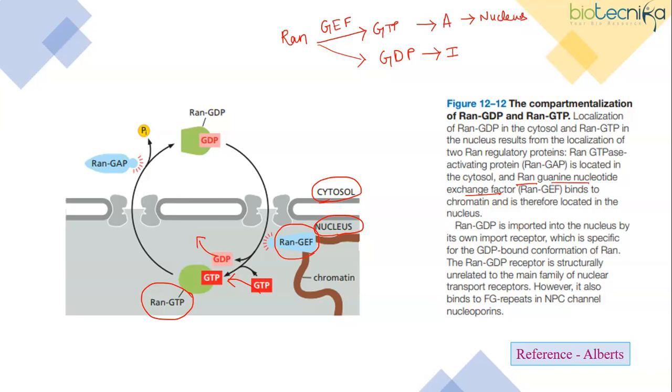Similarly, on the other hand, we have RAN-GAP located within the cytosol. RAN-GAP is the RAN GTPase activating protein. GTPase activating protein means it is involved in GTP hydrolysis. As we can see, inorganic phosphate is getting released. So what we are getting is RAN-GDP, which is considered the inactive form, catalyzed by GAP. And where is it located? It is located in the cytoplasm.